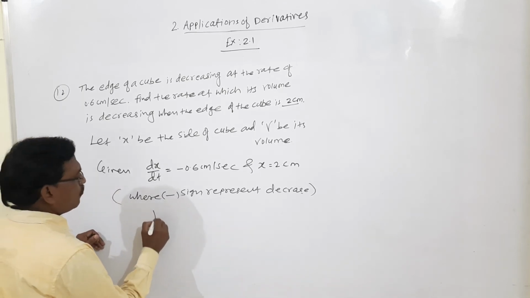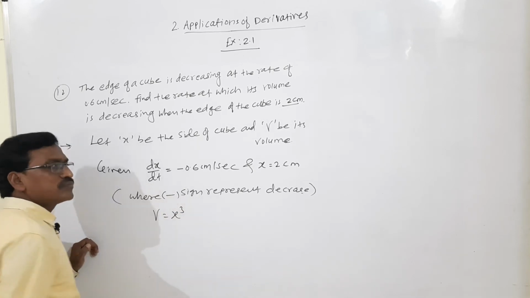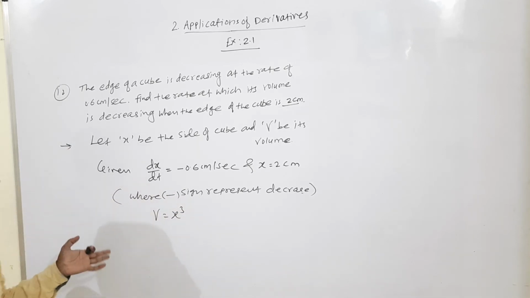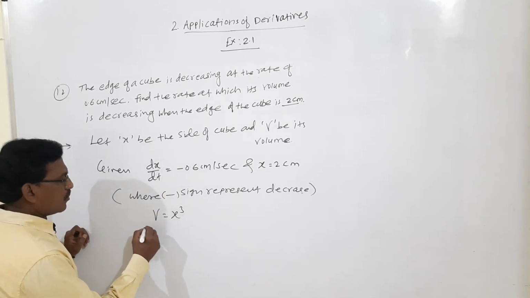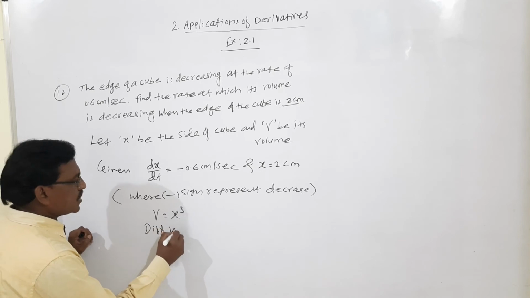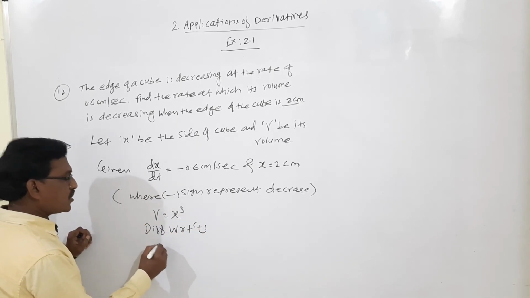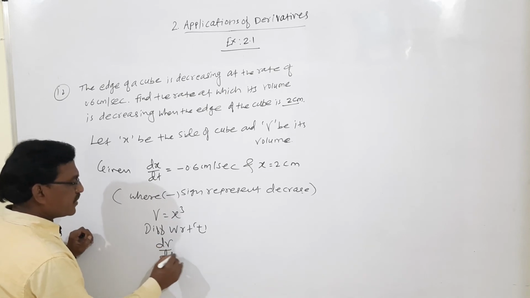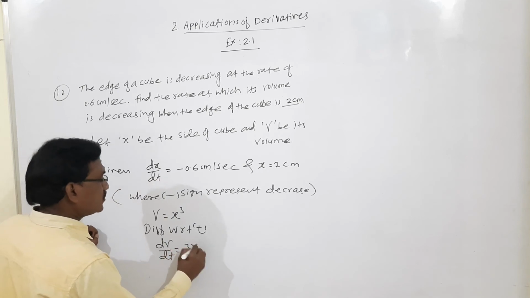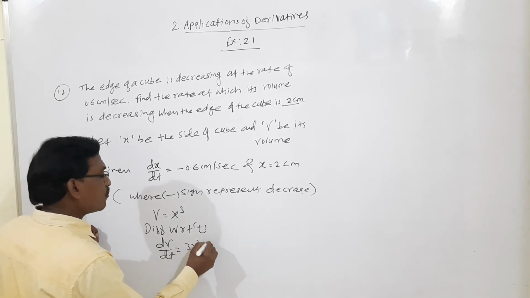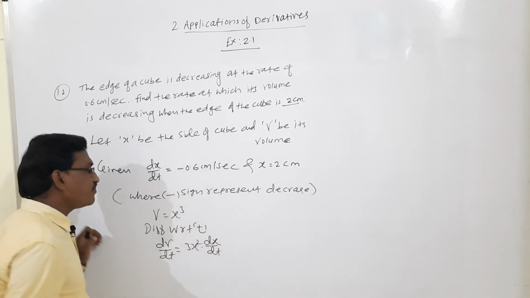So the volume of a cube is x cube, its side cube. Volume of cube is its side cube. So side is x, that's why x cube. We take x cube. Now differentiate with respect to t here. So the rate of V with respect to t, dV by dt, is equal to the rate of x cube, which is 3x square, and by chain rule the rate of x with respect to t is dx by dt.